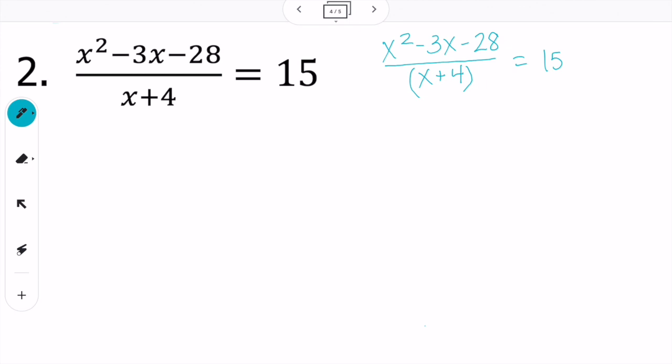The opposite of dividing by x plus 4 is to multiply by x plus 4. So I need to do that on both sides. And I'm trying to write it out on the side here. Okay. It's not really in the denominator here. It just looked a little squished there.